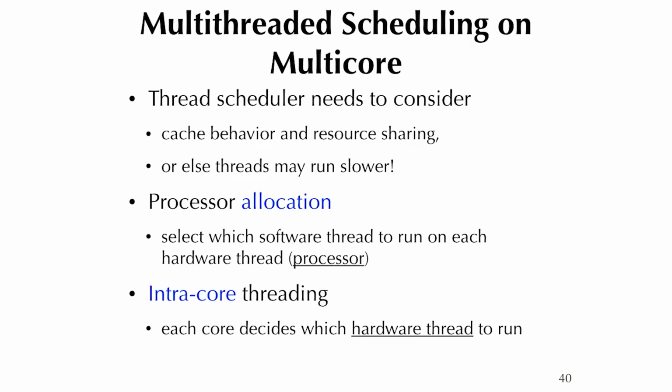So just having more hardware threads doesn't mean you actually run faster. In practice, you're likely to run faster, but no guarantee. So processor allocation could be an important issue because you do want things that don't interfere with each other as much. So you select which software thread to run on which hardware thread, or what you might call a virtual processor, right? And also the intra-core scheduling, or intra-core threading. So each core decides which hardware thread to run.